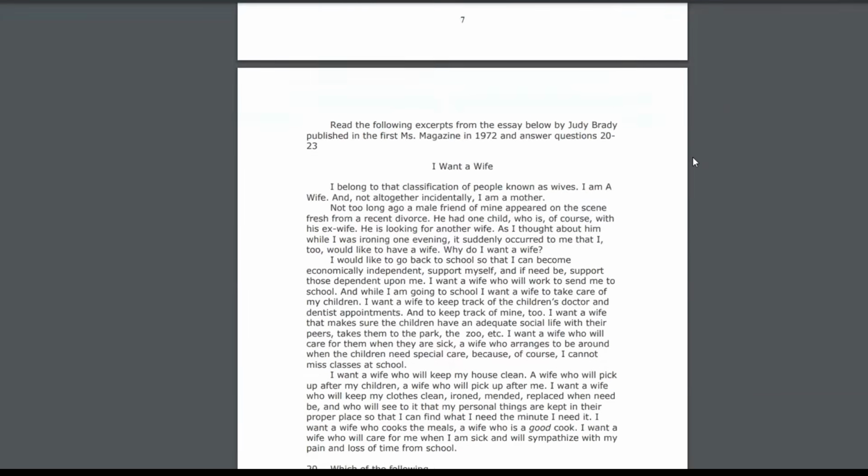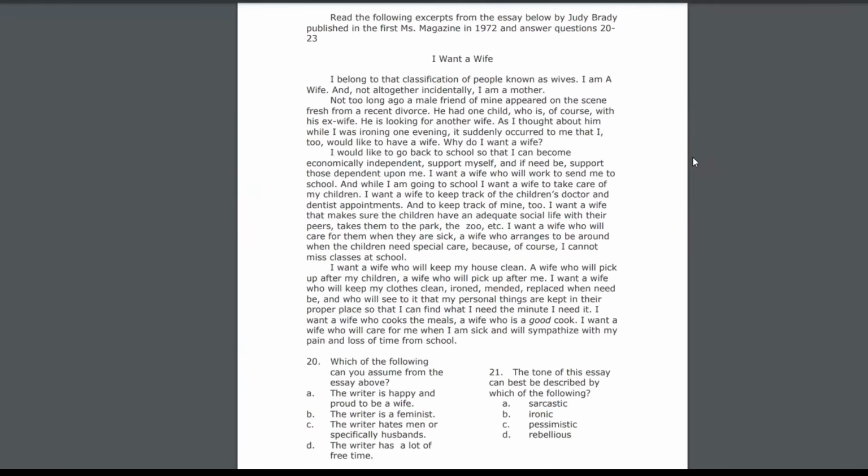All right, so next passage, I Wonder Why. I really enjoyed this one. As a woman, I thought this was a pretty great read. All right, so I'll give you a few minutes to take a look at this one again, and then we'll answer some questions.